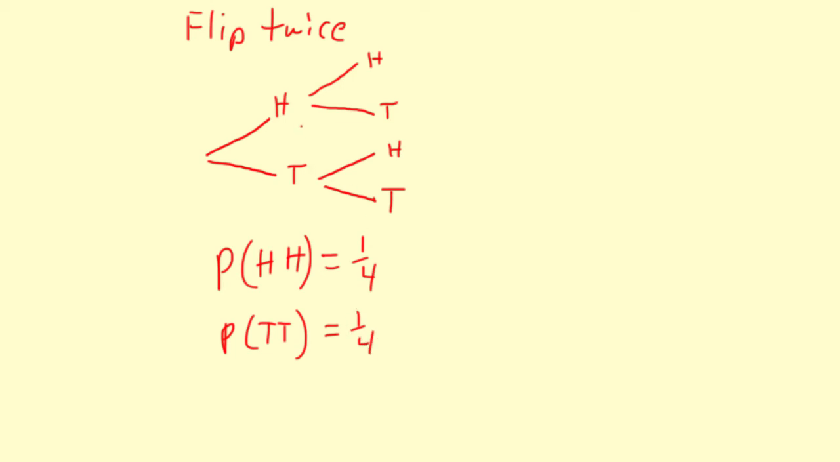So what's the probability of getting either a heads and tails or a tails and heads? In other words, 1 each. Well, there are 2 results that way. And each of those is 1/4.